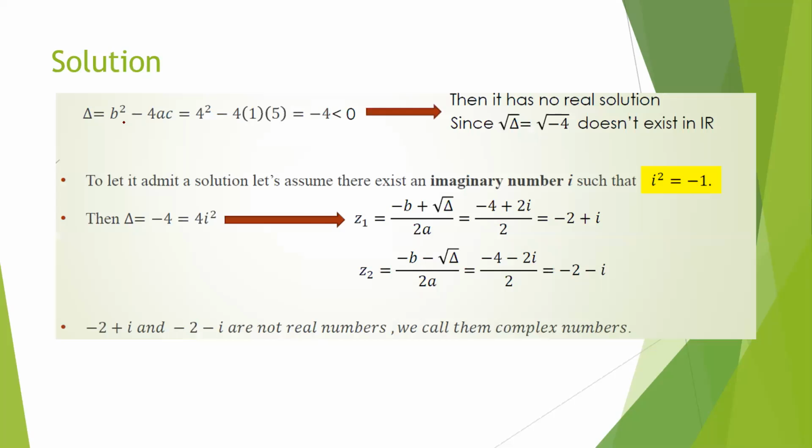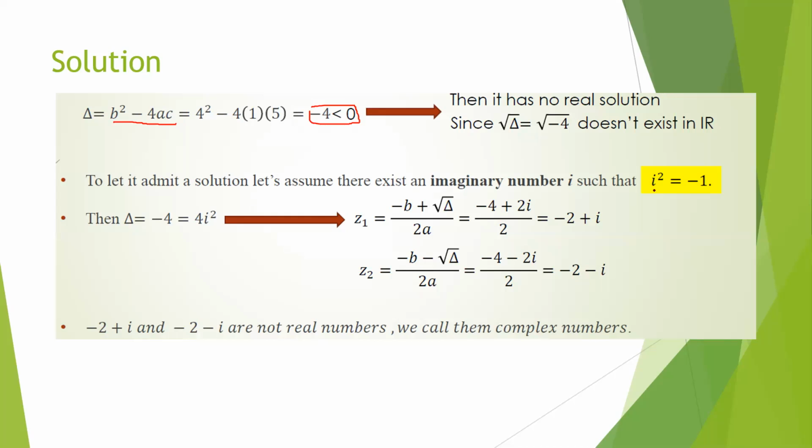To solve this equation, we find delta. Delta is b squared minus 4ac. Delta comes out negative. So then it has no real solution, since radical delta equal minus 4 doesn't exist.